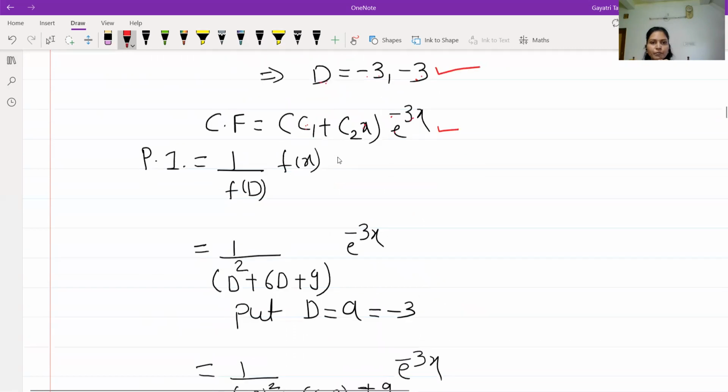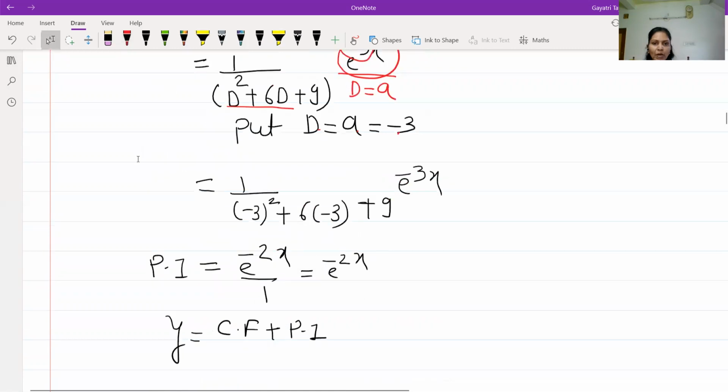Next, what you have to do? We have to go for the PI. So what is the formula for the PI? PI equals to 1 upon f of D into f of x. So write the value of the f of D, write the value of the f of x. Now see that how is our function? Function is exponential. So what does the exponential method say? You have to just put D is equals to a. So what is the value of a? A is nothing but the coefficient of the x. So put D is equals to a ची value minus 3. Minus 3 put केल्याबरोबर I will get the value of the denominator to be the 1.